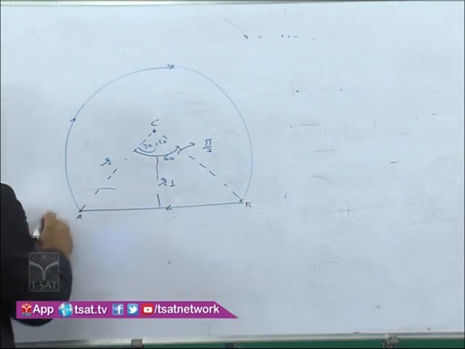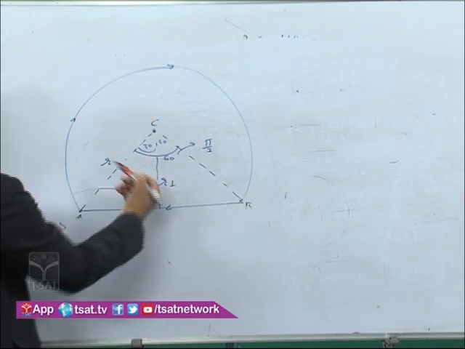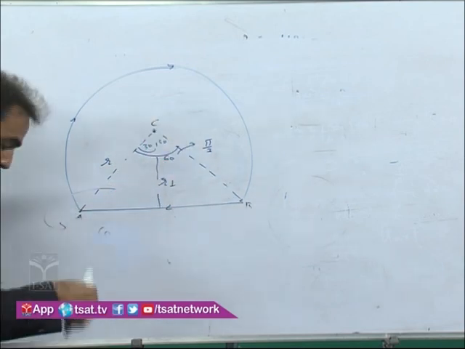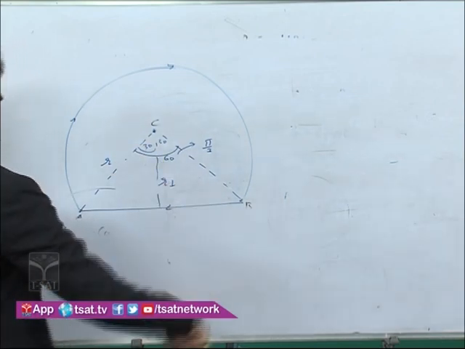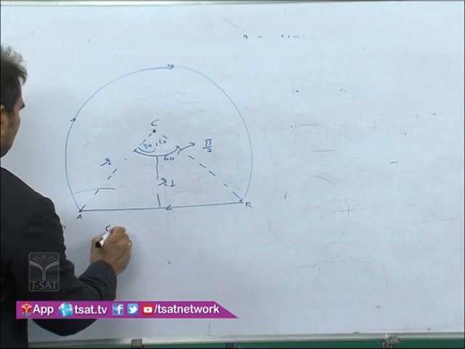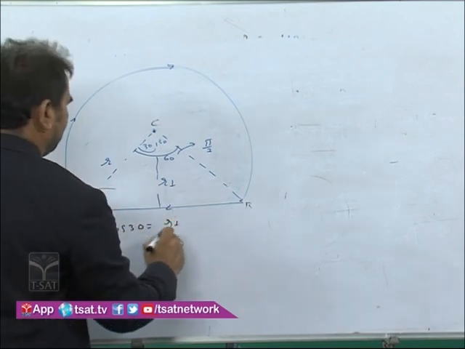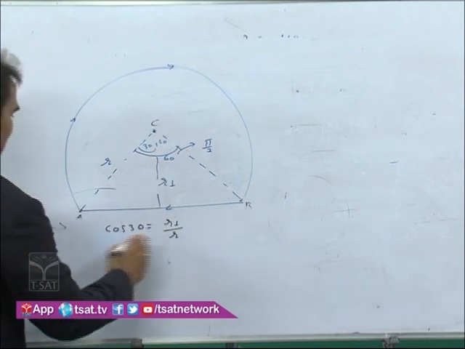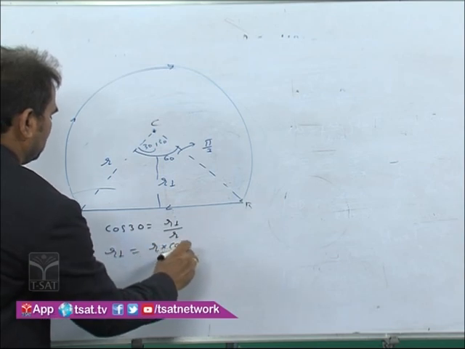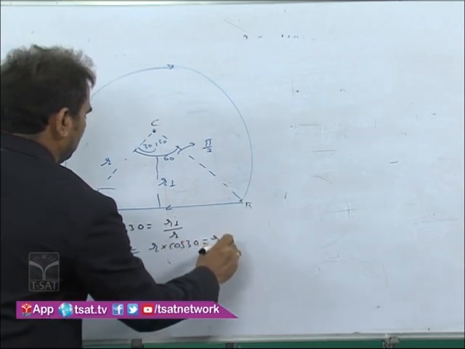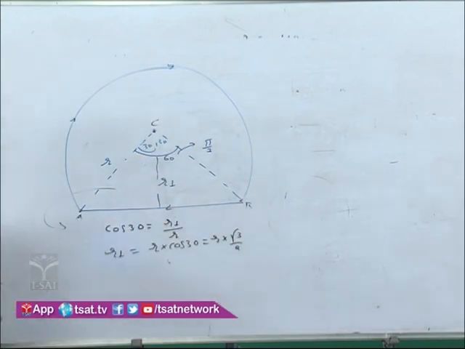From this triangle, cos 30 is equal to adjacent side upon hypotenuse, that is cos 30 is equal to adjacent side r perpendicular upon r hypotenuse. r perpendicular is equal to r into cos 30, and the cos 30 value is root 3 by 2. This is the perpendicular distance. We have calculated the perpendicular distance.